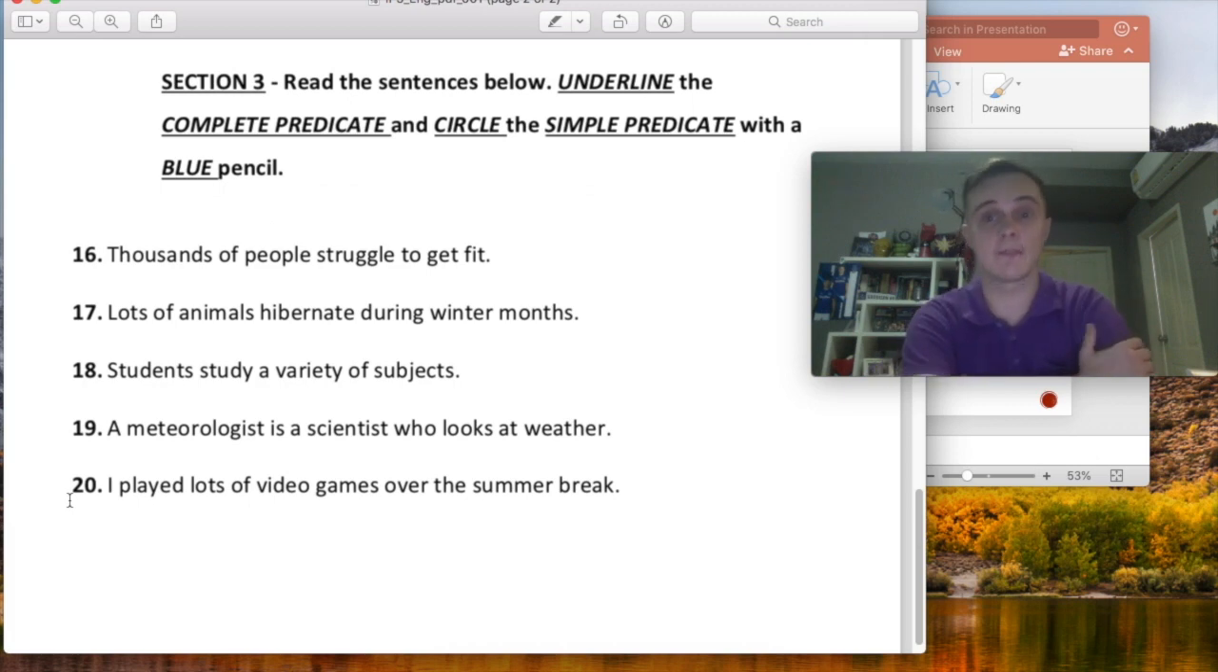Section 3 is very similar to section 2, but now we're looking for the predicate, and you will use a blue pencil for this. So again, read those sentences, underline the complete predicate, and then circle the simple predicate. So, thousands of people struggle to get fit. Hopefully you understand that the complete predicate is struggle to get fit. So I want you to underline that with your blue pencil, and then you take your pencil and circle the simple predicate, which is the verb struggle.